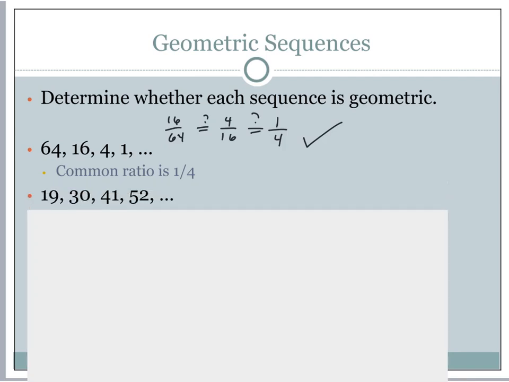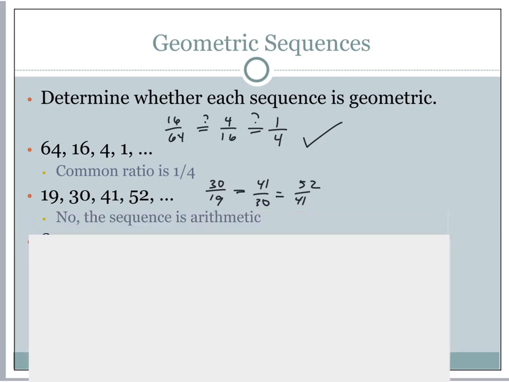In the second example, we can try the same method. Is 30 over 19 equal to 41 over 30? Is that equal to 52 over 41? And if you simplify each one of those fractions, I don't think you actually can simplify any of them. And so they clearly are not equivalent fractions. So we can say no, the sequence is not geometric.